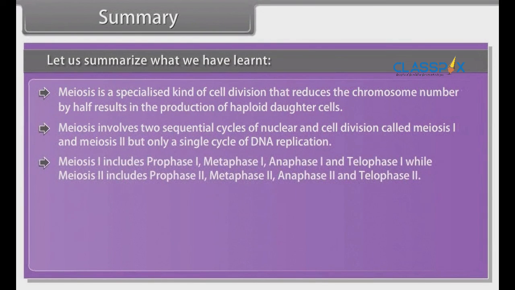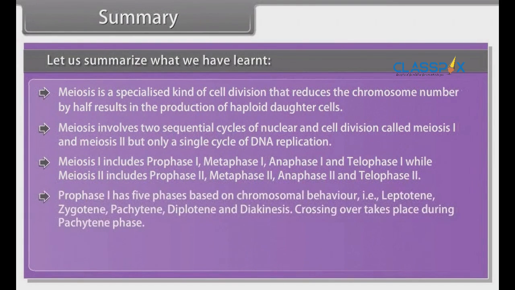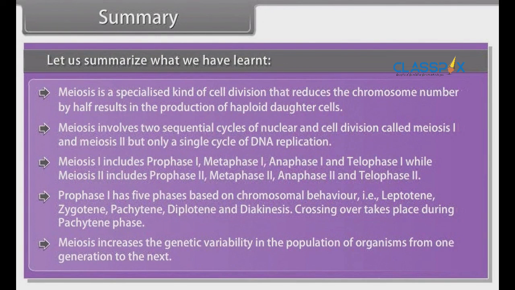Meiosis I includes prophase I, metaphase I, anaphase I, and telophase I, while meiosis II includes prophase II, metaphase II, anaphase II, and telophase II. Prophase I has five phases based on chromosomal behavior, that is, leptotene, zygotene, pachytene, diplotene, and diakinesis. Crossing over takes place during pachytene phase. Meiosis increases the genetic variability in the population of organisms from one generation to the next.